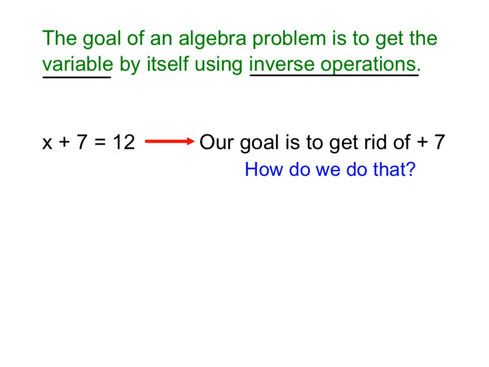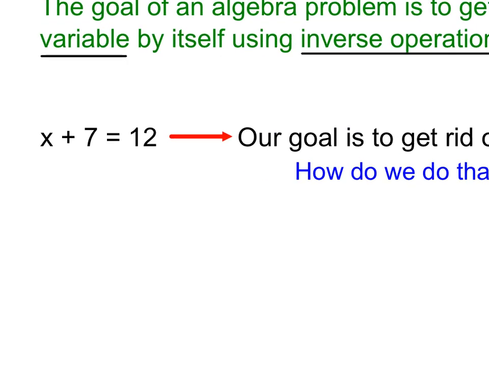And that leads us to solving these basic one-step equations, right? So the goal of an algebra problem is to get the variable, so usually x, but any letter, by itself using inverse operations, meaning the opposite of one thing or the other. So the inverse of addition, or the opposite of addition, as we know, is subtraction.